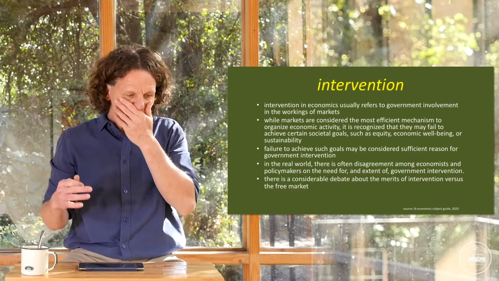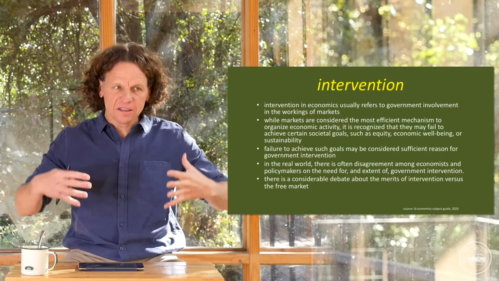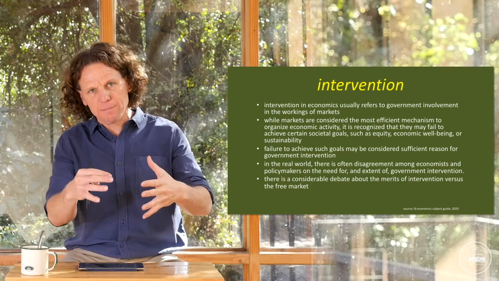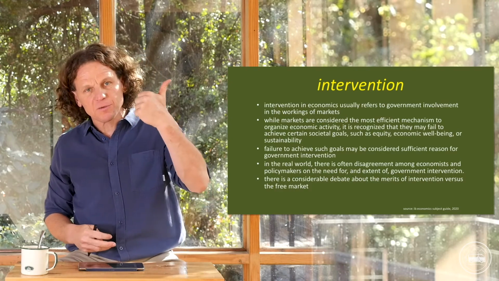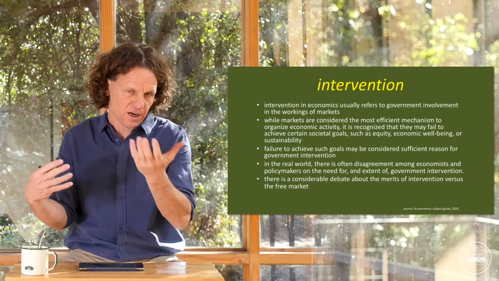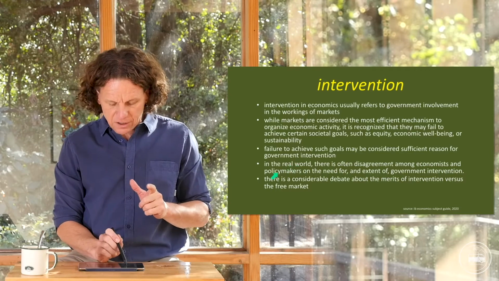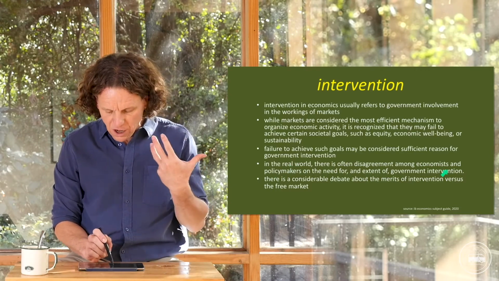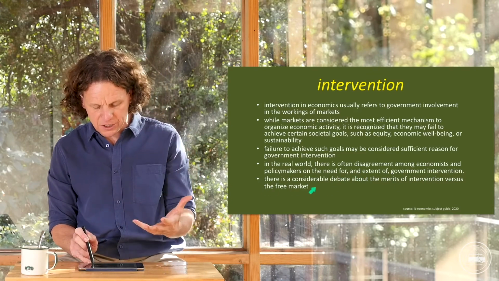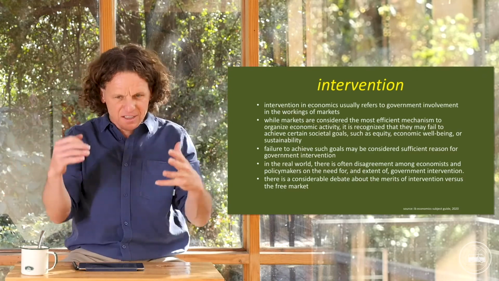is the central actor, parent in a country. They own the country. Literally, governments own a piece of land, just like parents own a house, and they get to decide what happens. And they're responsible for the well-being. Parents are responsible for the well-being of their children, just like governments are responsible for the well-being of their children, which are citizens, us, okay? Failure to achieve such goals may be considered sufficient reason for government intervention. In the real world, there is often disagreement among economists and policymakers on the need for and extent of government intervention. There is considerable debate about the merits of intervention versus the free markets, and this is just the same.